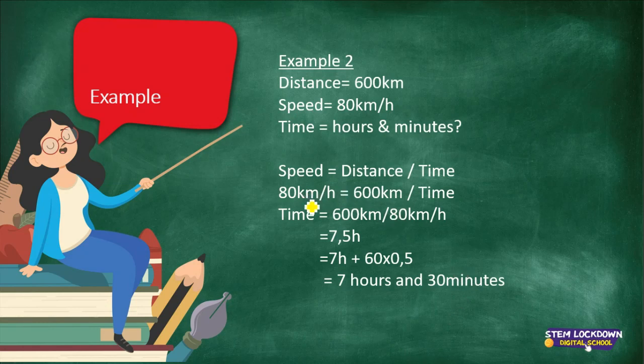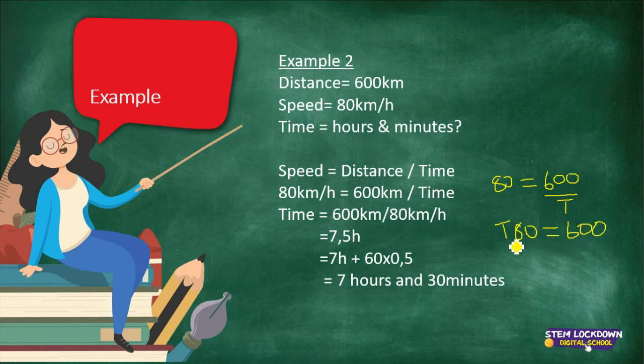You can see my speed is 80 kilometers per hour. My distance is 600 kilometers. My time is T, right? So if I'm solving for time, I need to make time the subject of the formula. Let me simplify it. We have 80, then we have 600 kilometers over T. According to the rule of cross multiplication, time is divided on the left, so when it goes to the right, it will be times. So it will be T times 80 is equal to 600.